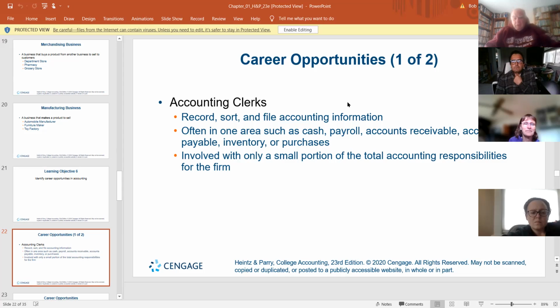You could go to work today right out of high school and maybe get a job as an accounting clerk, filing papers and recording things into the computer. And then you can work your way up to different types of senior clerk positions. And accounting clerks are only involved with a small portion of the business.